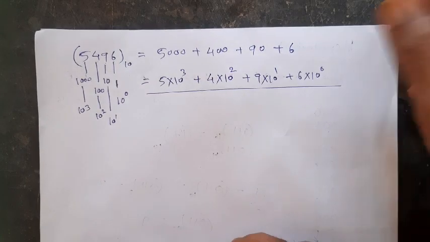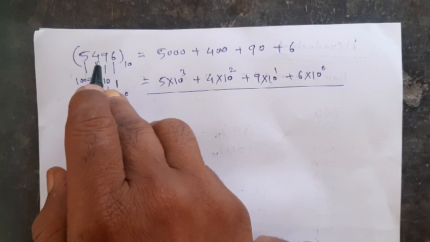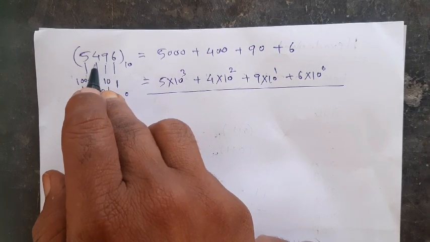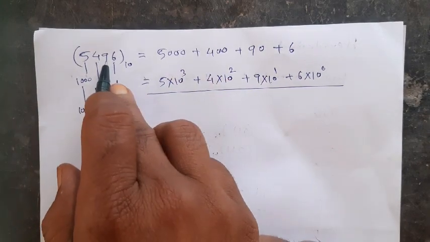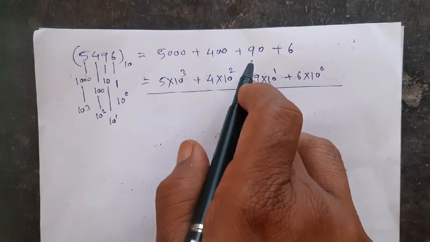What is the place value for 4? It is 100. And therefore, if the 4 is at the 100th place, the contribution of 4 is 400. If the 9 is at the 10th place, then its contribution is 90.